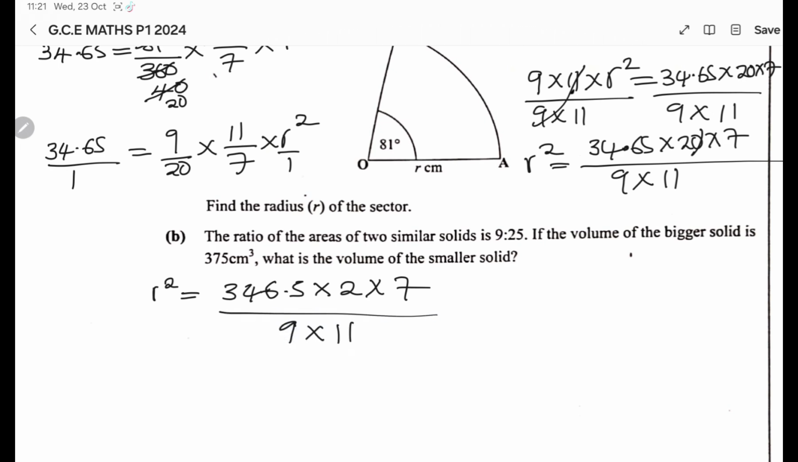Now we have a challenge again. It seems as if the decimal is not gone. So how do we remove this decimal? If you want to remove the decimal, there's only one decimal there.